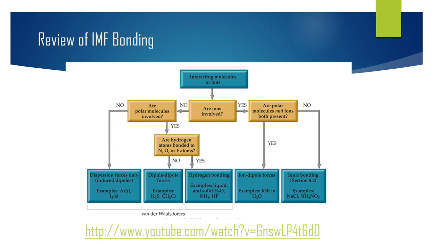So this is your flow chart of working out how intermolecular forces work. Okay, you look at the interacting molecules or ions. If there's ions involved, okay, are they polar molecules and ions? Yes, then it's going to be ion-dipole forces. No, then we're back to ionic bonding. Are there ions involved? No. Polar molecules? Yes, we check for FON, F, O and N. If we have FON, then we've got hydrogen bonding. If not, dipole-dipole. If the molecules are non-polar, then the only option we have is dispersion forces.